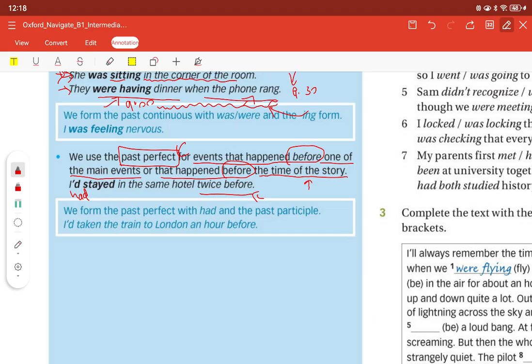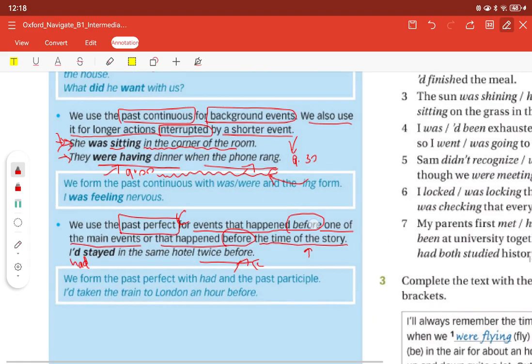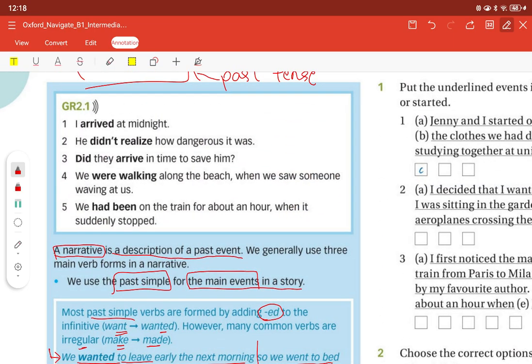So, I had stayed in the same hotel twice before. That means this person had already stayed at the same hotel before now. Okay, twice before now. Or let's take a look at this example here.